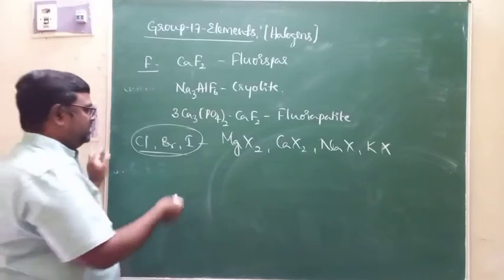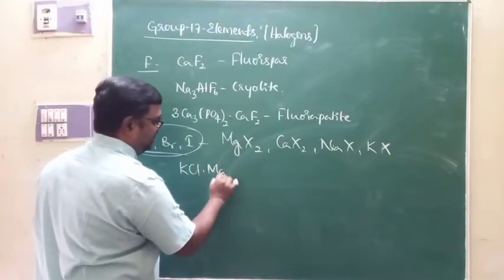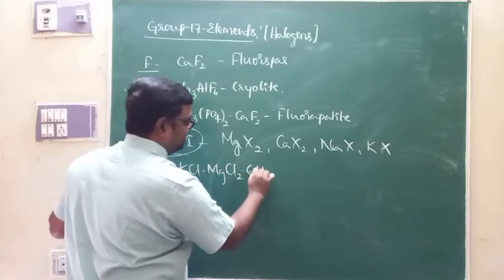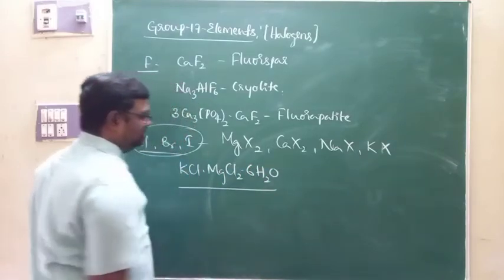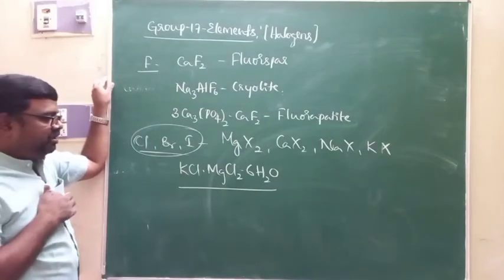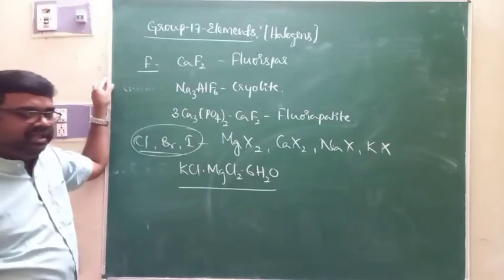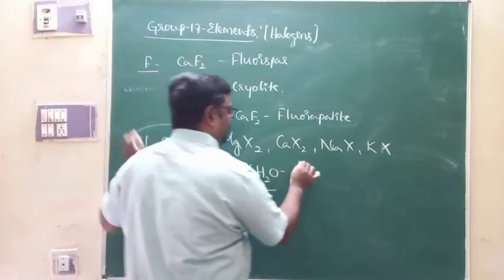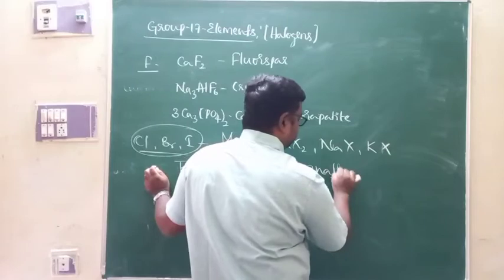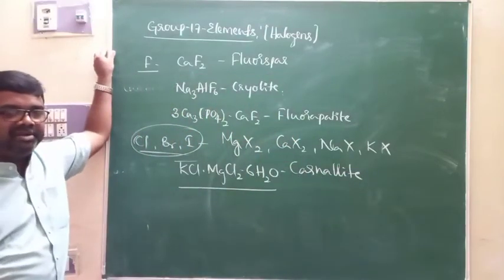Apart from that, chlorine is available in the form of carnallite, that is KCl.MgCl2.6H2O. This is one of the minerals of potassium, and of course, in the form of chloride. This is also one of the forms of chlorine. Chlorine is available in the form of carnallite, a mineral of potassium and magnesium. A double salt we call it.